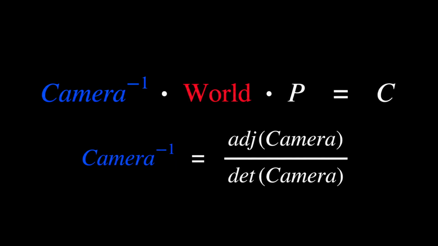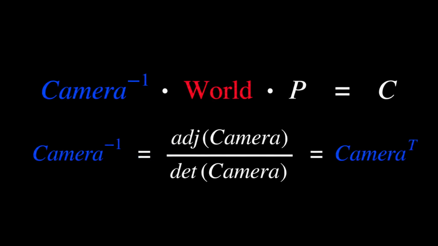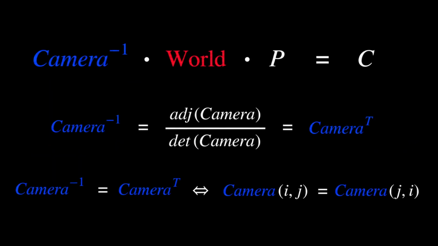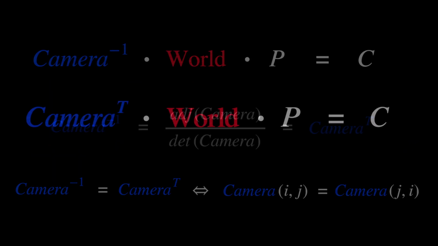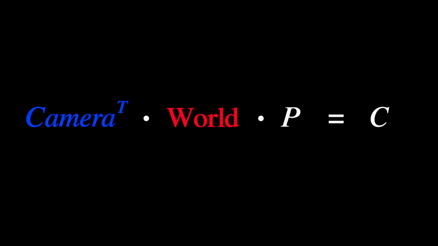Fortunately, our camera matrix has a specific property. Its basis vectors are normalized, so their length equals 1, and mutually perpendicular. Such a matrix is called orthonormal. For an orthonormal matrix, the inverse is equal to the transpose. This is an extremely useful result because computing a transpose is trivial. We simply swap rows and columns. Replacing the inverse with the transpose gives us this.